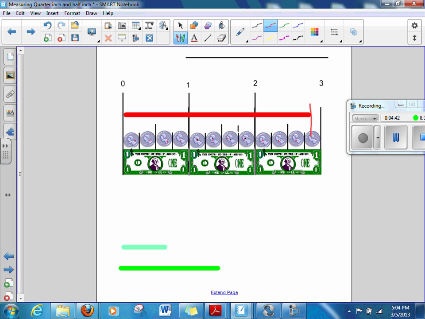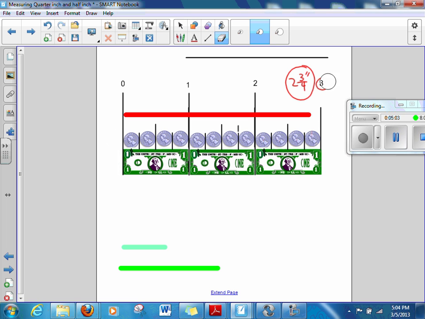Well, let's see, 2 3/4, so it's between 2 3/4 and 3. And I'm going to say it's closer to 2 3/4. That red line, measured to the nearest quarter inch, is closest to 2 3/4 inches.